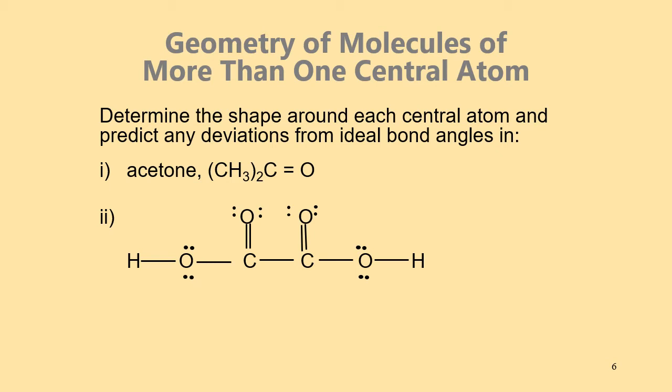Time for some exercises. Determine the shape around each central atom and predict any deviations from ideal bond angles in acetone and this molecule. You can check the answer with your lecturer later.